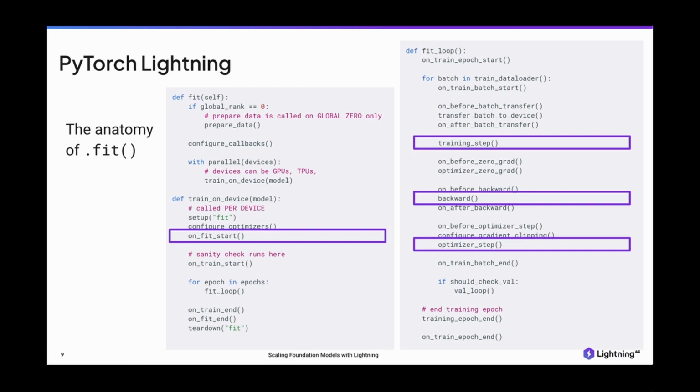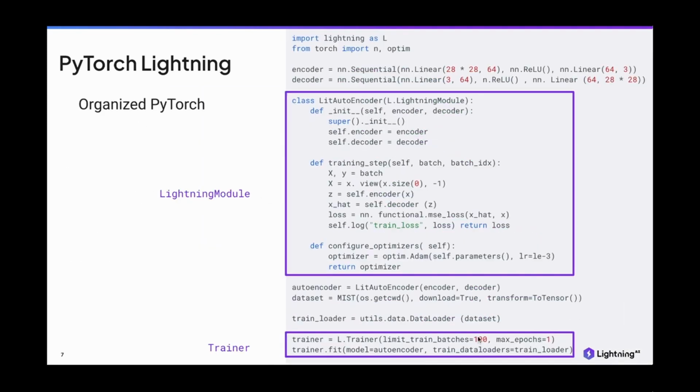So what happens when you call trainer.fit? Sorry, I'm going back here. At the bottom, you instantiate the trainer, we specify some trainer flags, and then we call trainer.fit, and we pass the model, which is basically the instantiation of this class here that specifies the model, the training step, and the optimizer. So what happens when you call fit?